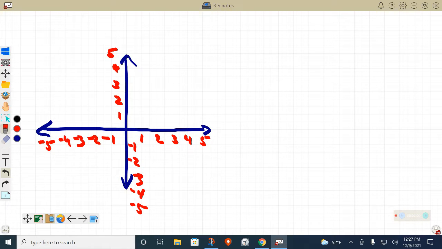Go ahead and plot a point at 0, 0. And go ahead and plot a point at 2, 1. Go ahead and plot a point at 4, 2. Do that for me. Just like you see it on my board.